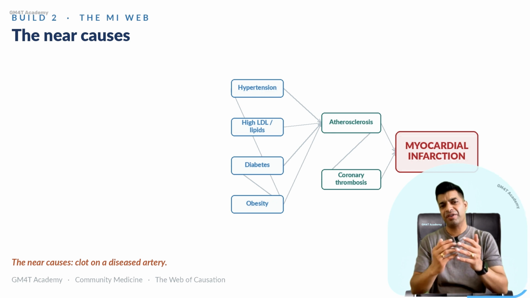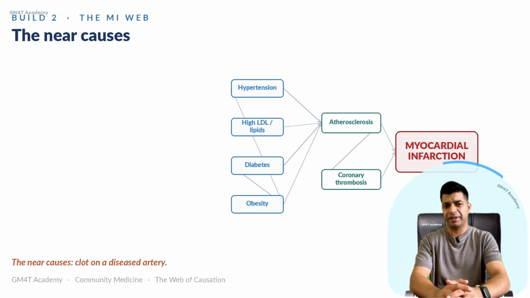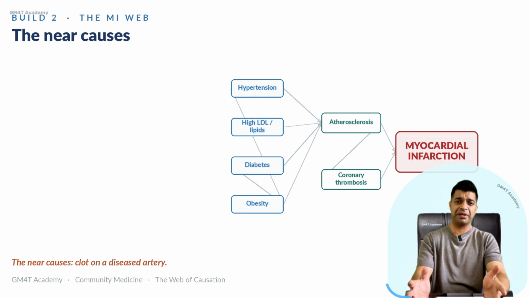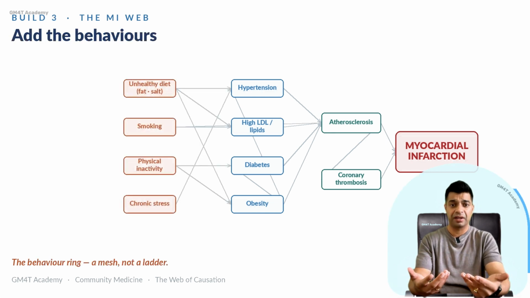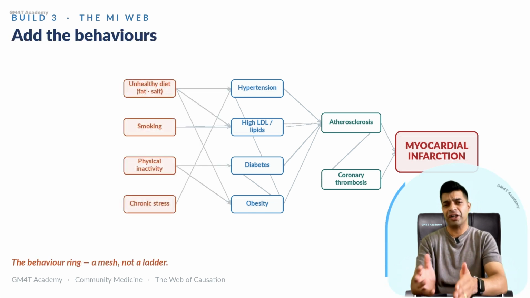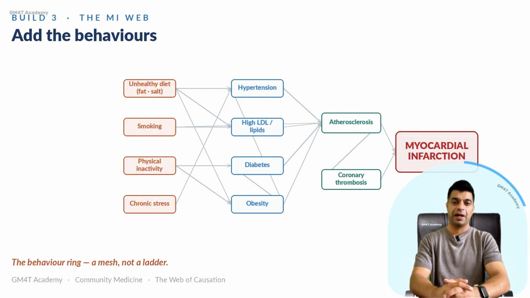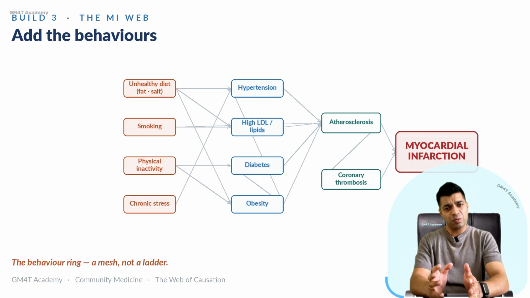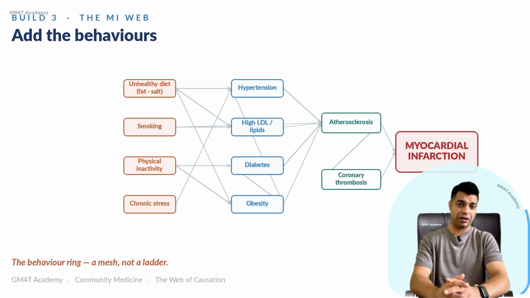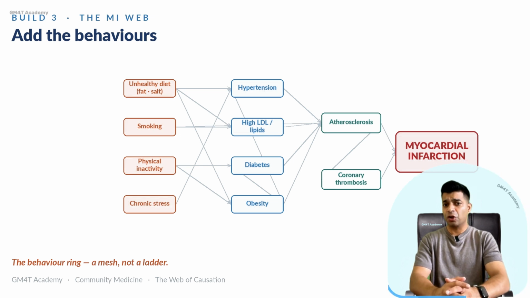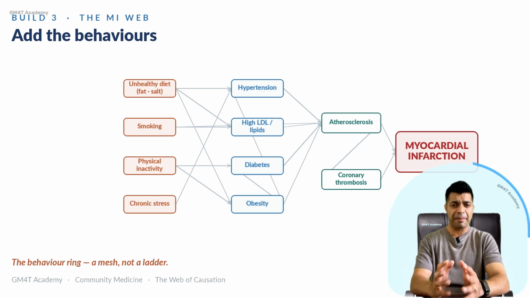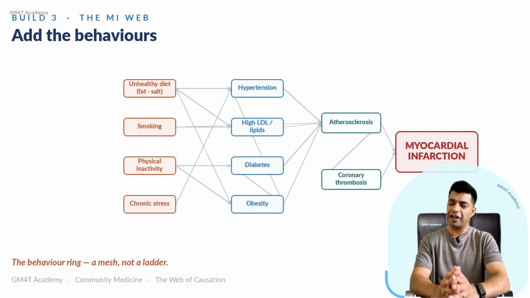Let's step one ring further back. What produces hypertension or bad lipids, diabetes or obesity? Our behavior: a high fat, high salt diet, smoking, physical inactivity, and chronic stress. And watch the arrows cross. Smoking worsens lipids and makes the blood clot. Obesity drives blood pressure and diabetes. This is not a clean ladder. It is a mesh where everything pulls on everything else.